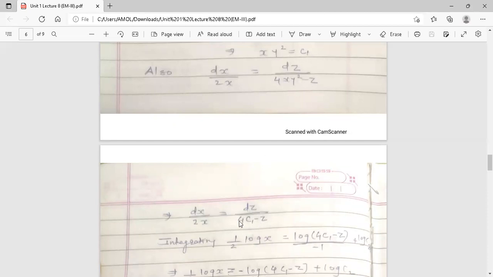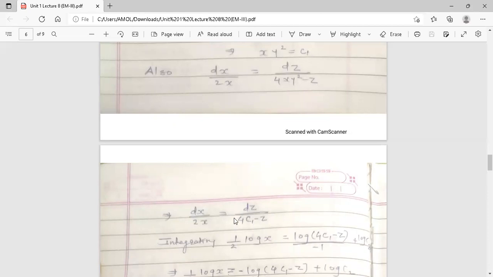Now here the variables are separated. All the terms of x are in the LHS and all the terms of z are in the RHS. So it is in variable separable form, and you just integrate it. Integrating, 1 by 2, constant. What is the integration of 1 by x? It is log of x, is equal to the RHS term, you just integrate.